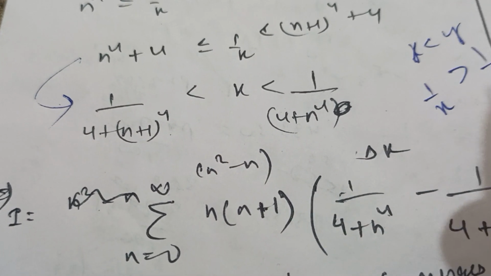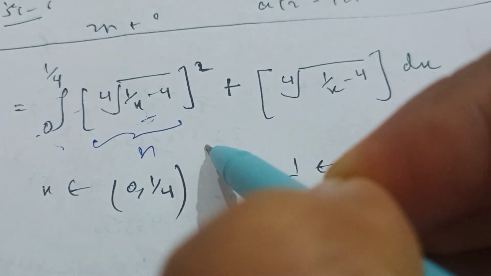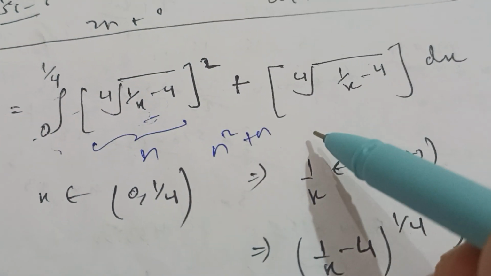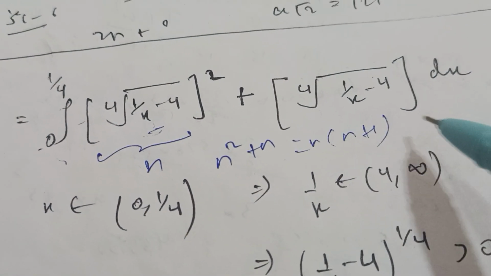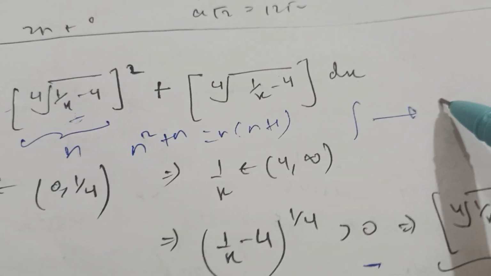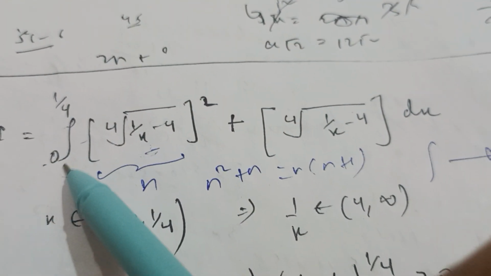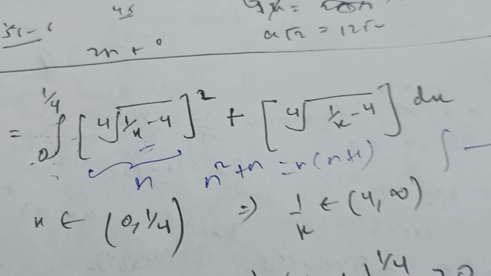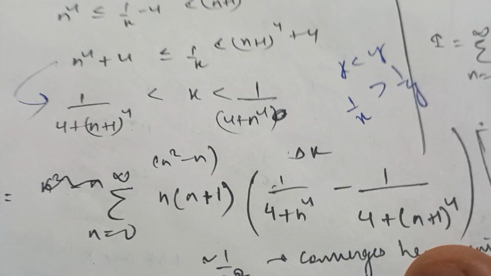After that, I will move on to the integral part. This is the original integral, and I had assumed this value as n, so this becomes n square plus n, which is nothing but n into n plus 1. Also I am converting this integral into a summation, varying on n. So see how I do it.